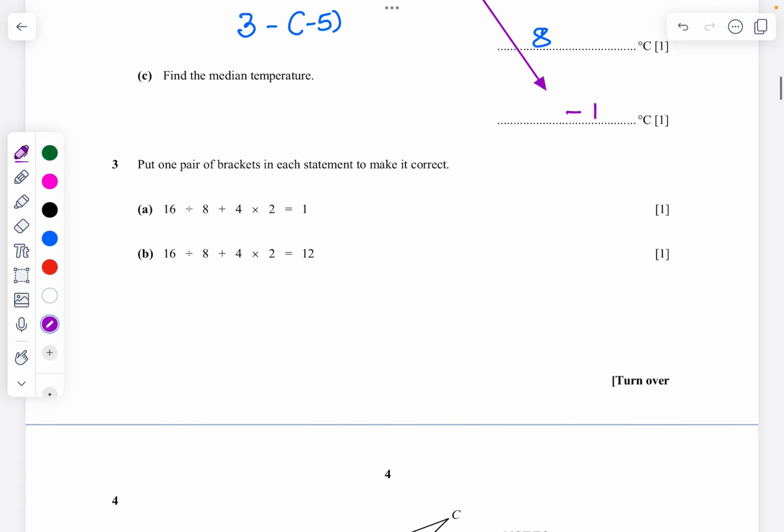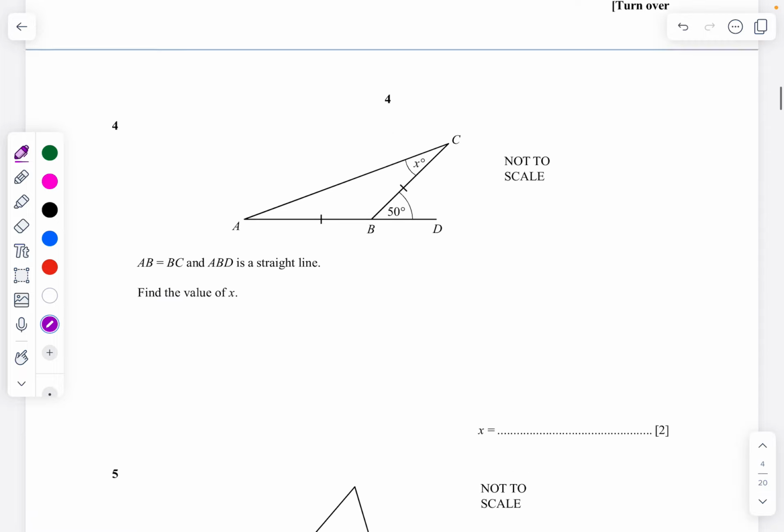Put one pair of brackets in each of the statements to make it correct. So what am I going to do? I'm going to do 4 times 2 is 8. Then 8 plus 8 is 16. 16 divided by 16 is 1. So that's going to be the answer. Next time I need to get 12. So 16 divided by 8 is 2. 2 plus 4 is 6. 6 times 2 is 12. So that's going to be the answer.